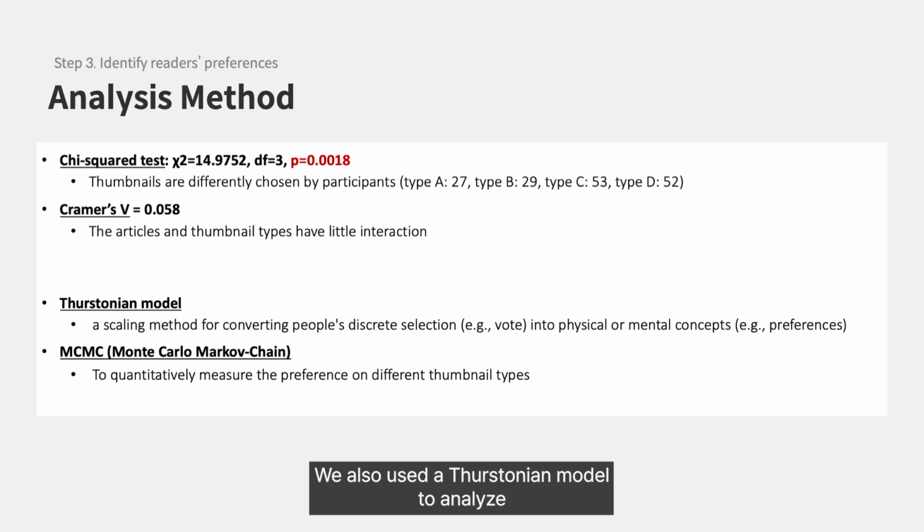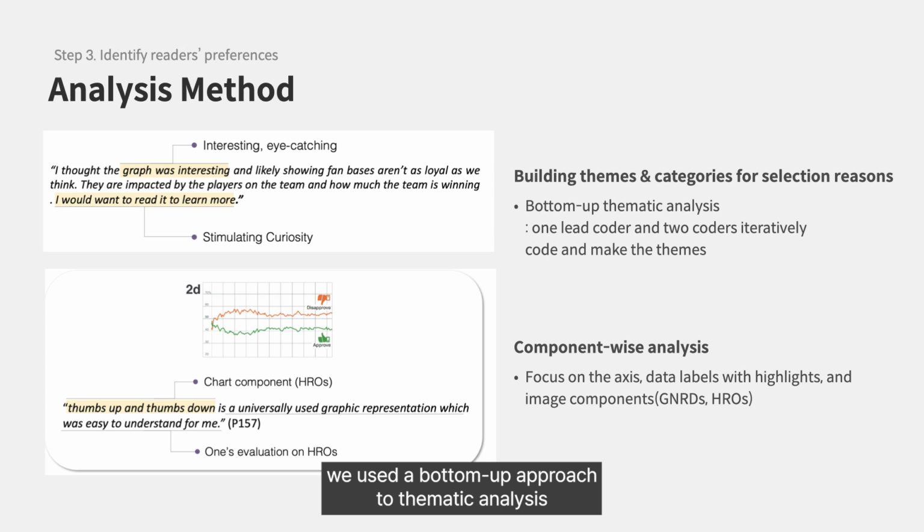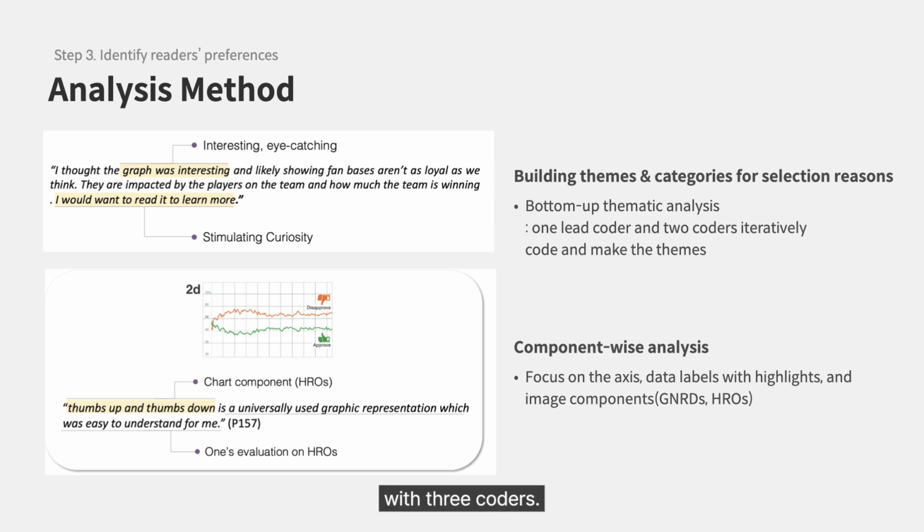We also used the Thurstonian model to analyze the differences in user selection among thumbnail types. To figure out the reasons for thumbnail selection, we used a bottom-up approach for thematic analysis with 3 coders.